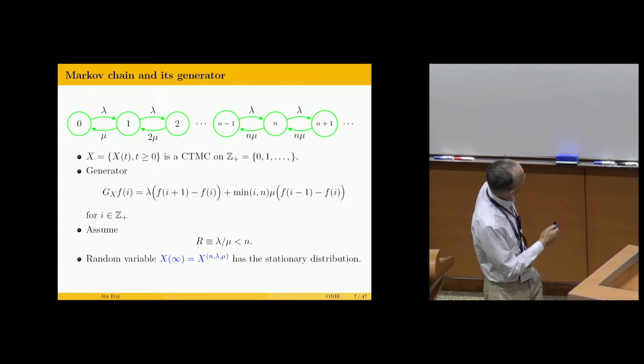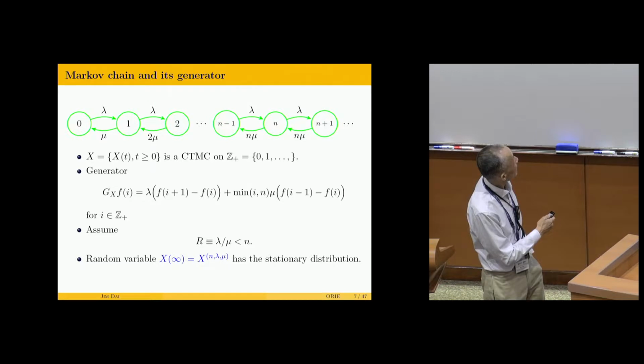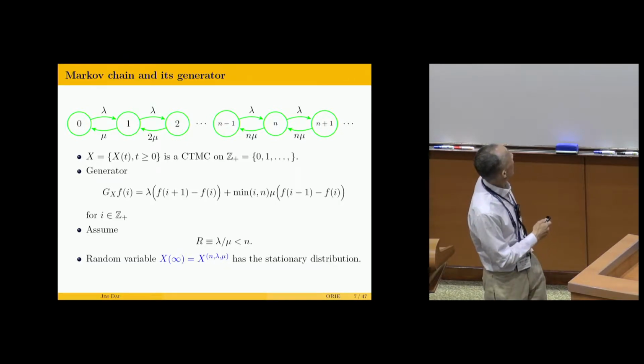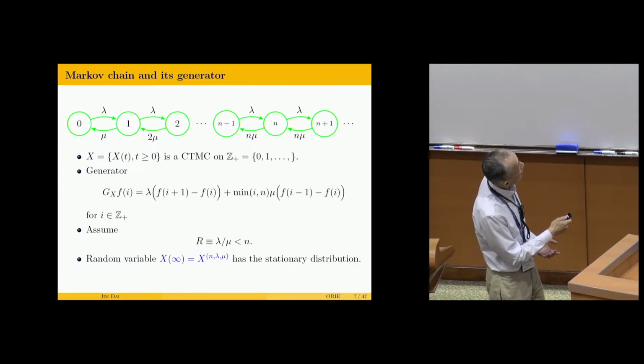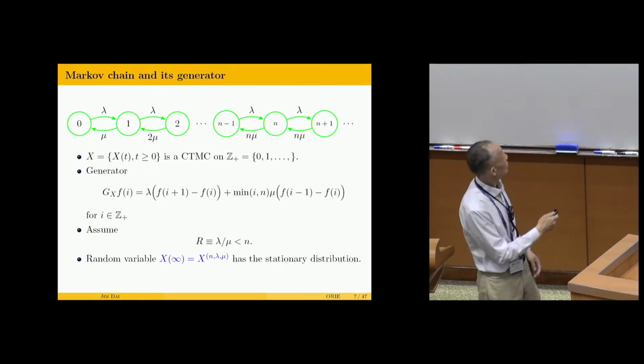If this condition is satisfied, then this Markov chain has an equilibrium, a stationary distribution, and I'm going to use X infinity to denote this equilibrium. Sometimes I put the parameters N, lambda, mu there, often I do not. Another quantity is the so-called generator for this Markov chain. From the current state I, arrival takes it to I plus 1 with arrival rate lambda, and service completion takes it to state I minus 1, with service completion rate N times mu or I times mu, depending on what state you are in. That's the generator.